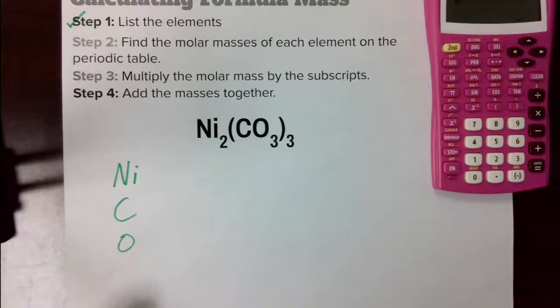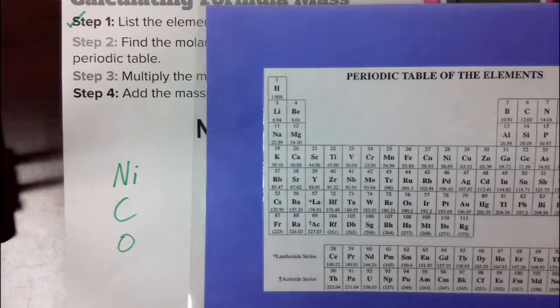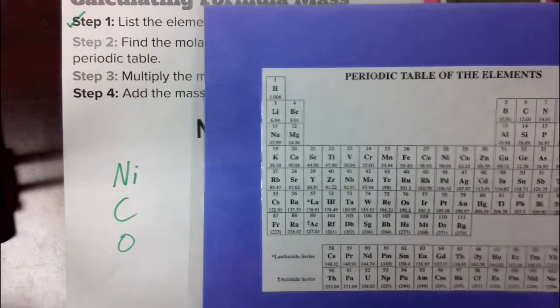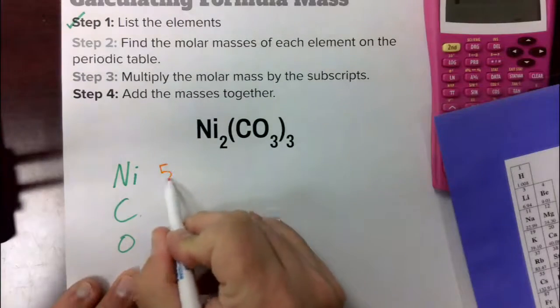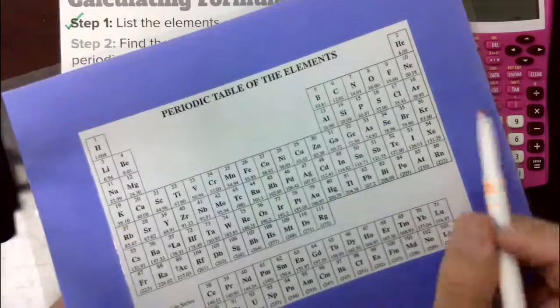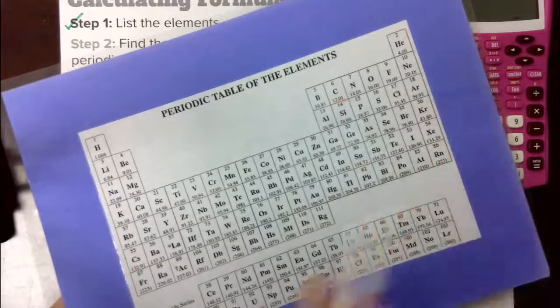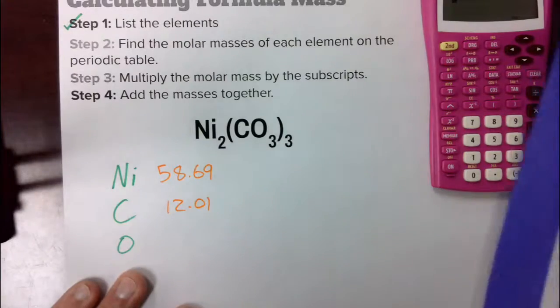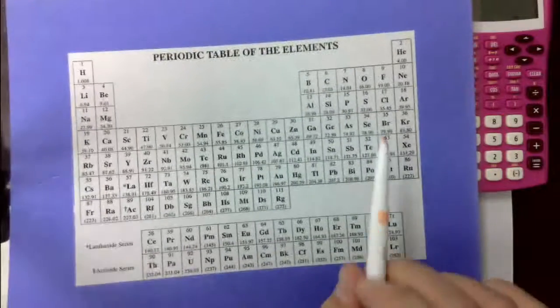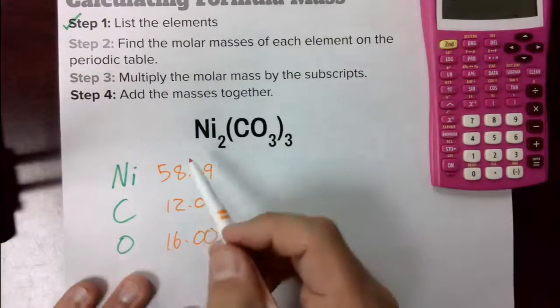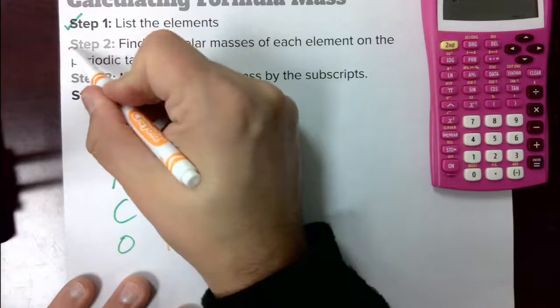So nickel is Ni, it's right here in the middle of the periodic table, and its molar mass is 58.69. Carbon is kind of near the top, its molar mass is 12.01. And oxygen, the one we keep seeing over and over again, and hopefully are memorizing, the molar mass is 16. So step 2, find the molar masses on the periodic table. Done.